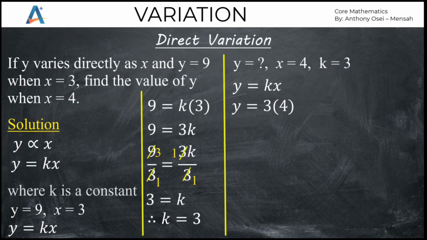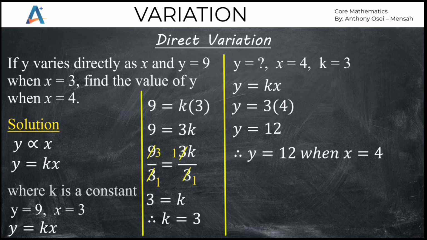3 for k, and then 4 for x. So then y will be equal to 3 times 4, which is 12. So therefore, y is equal to 12 when x is equal to 4. That is the meaning. So this has solved the question that was given in this direct variation example.